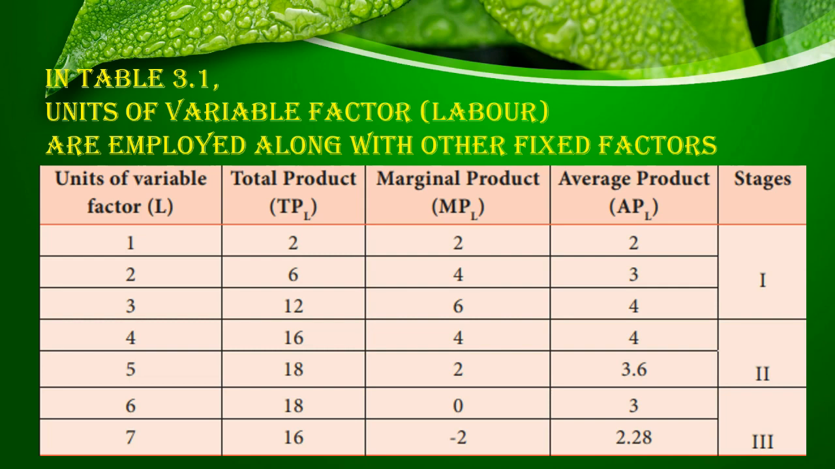Now how do you calculate average product? Average is the ratio of the product made with the variable factor of labor. Average product is equal to TP by N. So 2 by 1 is 2, 6 by 2 is 3, 12 by 3 is 4, 16 by 4 is 4, 18 by 5 is 3.6, and 18 by 6 is 3.